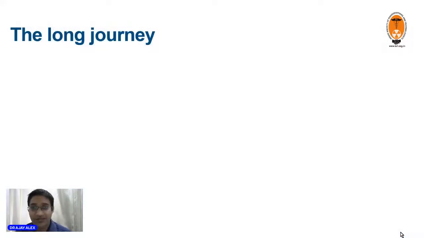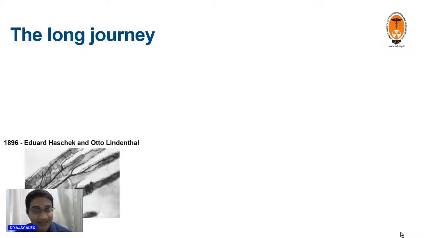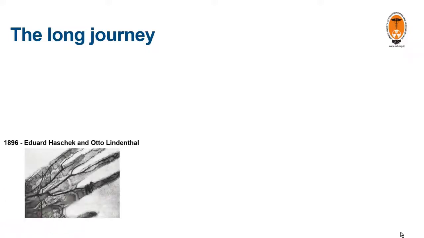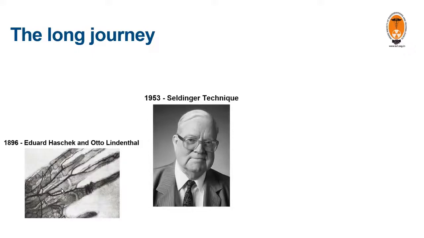Now, the journey of interventional radiology actually started more than a century back when Haschek and Lindenthal tried to cannulate a radial artery of a cadaver, injected contrast, and took an X-ray angiography to visualize the vascular tree of the upper limb. Now, this was on a dead body, but further on, there were attempts to directly cannulate arteries in animals and further in humans as well in order to take angiographic pictures. However, vascular access was always an issue, which until 1953 was unsolved.